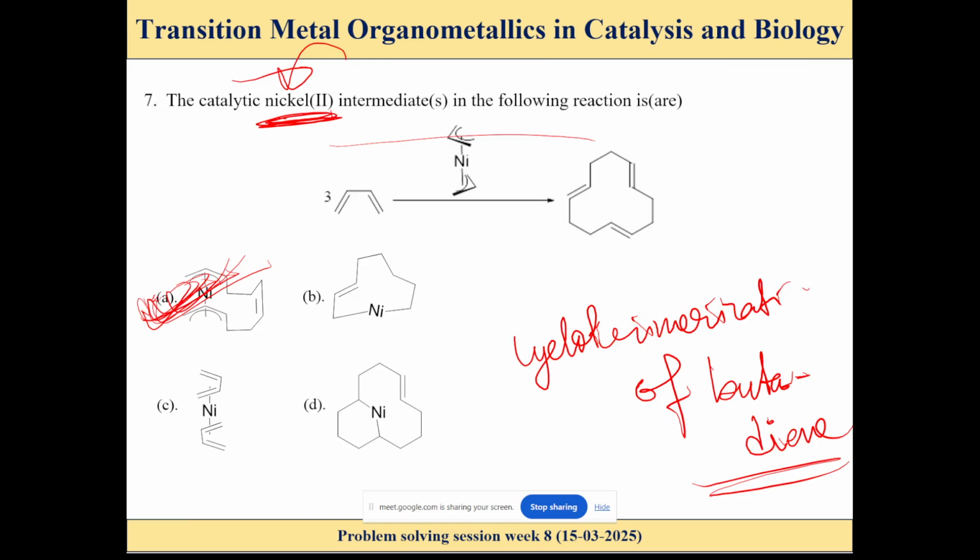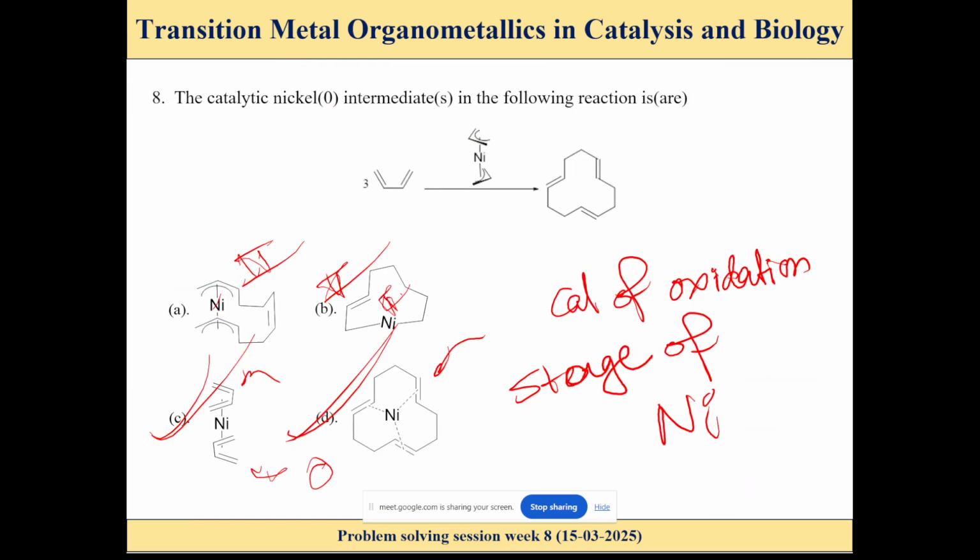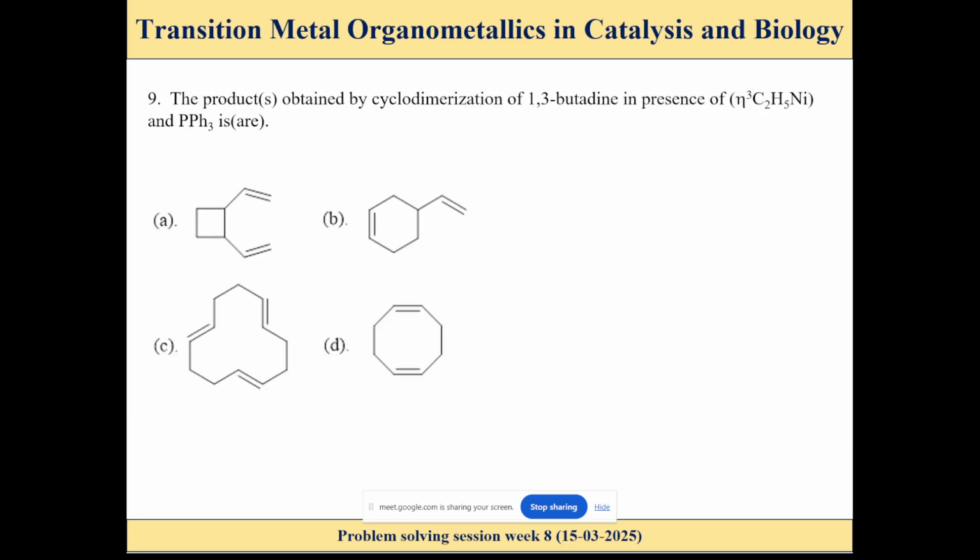Okay, so with these two questions I think it is very much clear. The next question is, the product obtained in the cyclodimerization of 1,3-butadiene in presence of eta 3 C3H5 Ni and PPh3 is or are.